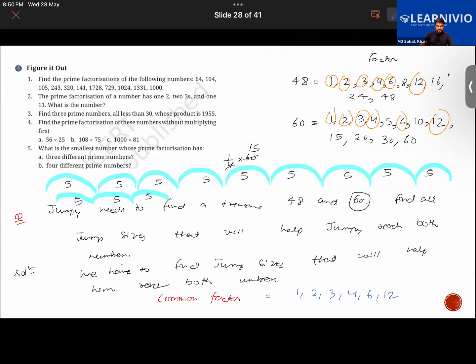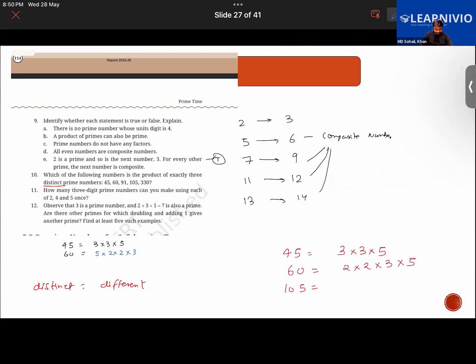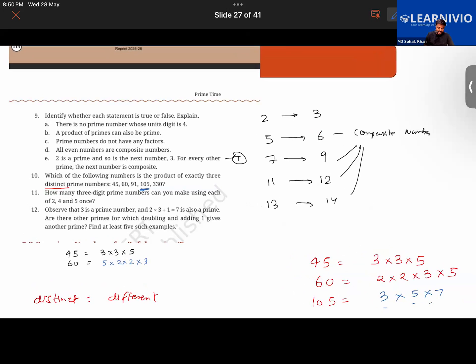Clear enough to both of you? Yes, sir. Okay. Which question were we doing? This 10th question, we are done with this right now. So that is 3 multiplied by 5 multiplied by 7. So these are the 3 different prime numbers whose product is 105. Hence this option is correct. This number is the required answer.